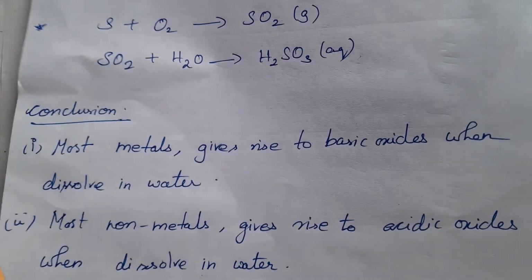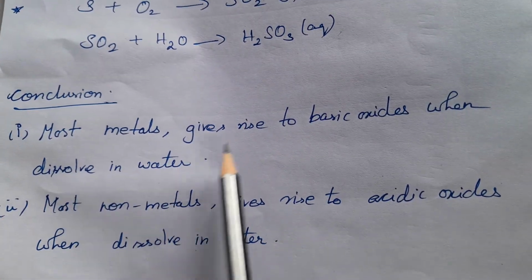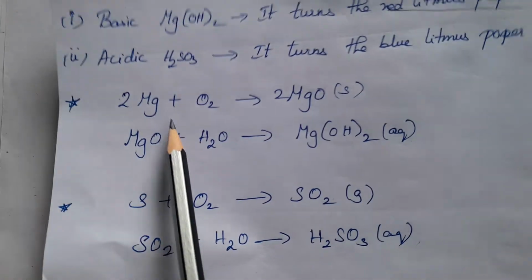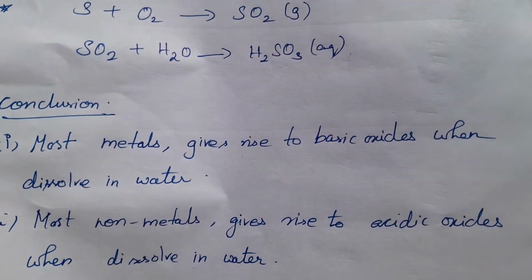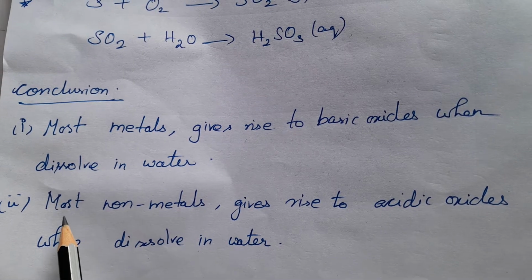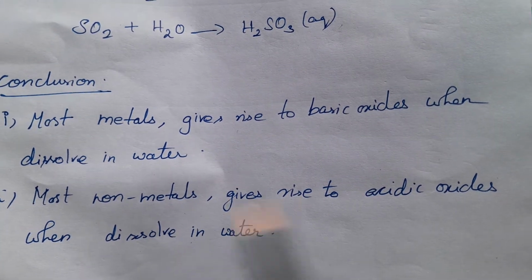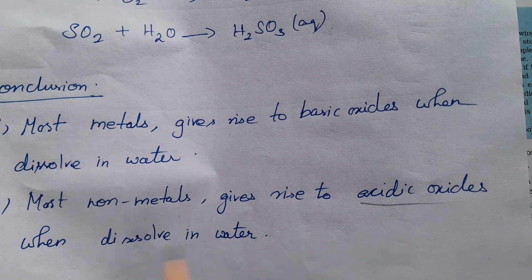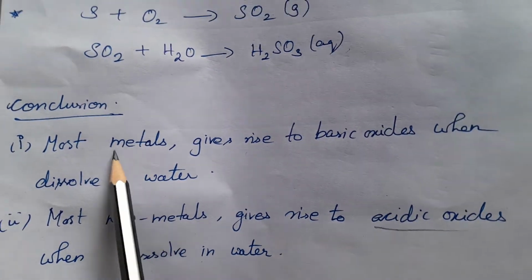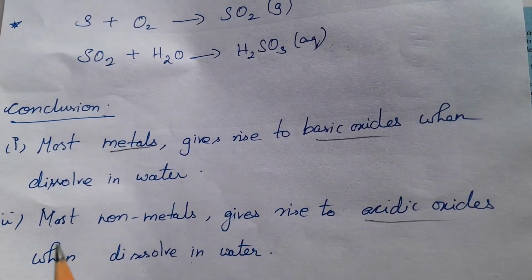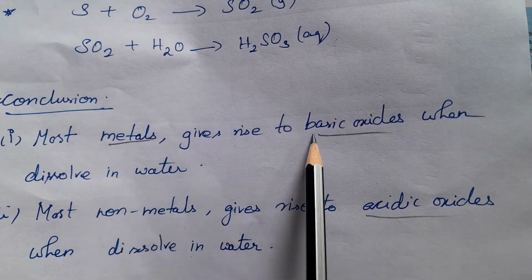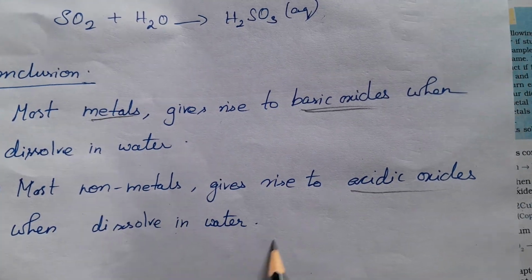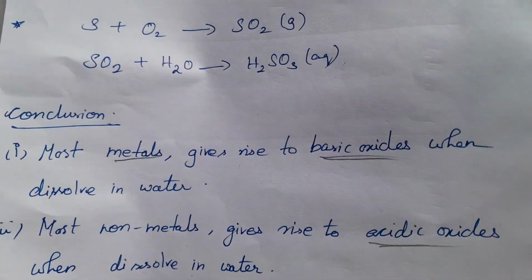What is the conclusion from this activity? Magnesium, a metal, gives rise to a basic oxide, right? Most metals give rise to basic oxides when dissolved in water, and most non-metals give rise to acidic oxides when dissolved in water. Most of the metals, because some exception is always there, give rise to basic oxides, and non-metals give rise to acidic oxides.